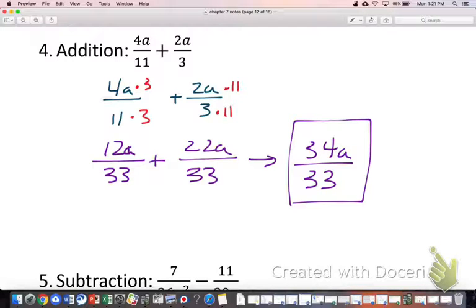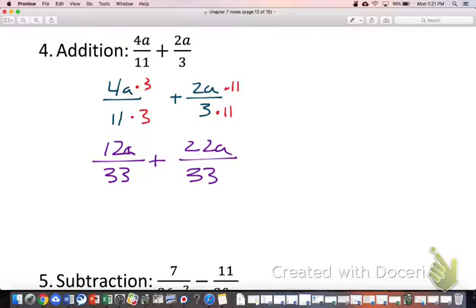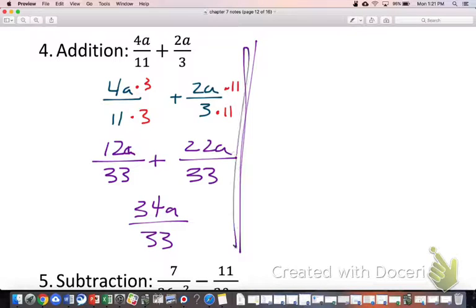So, can I give you guys one that kind of looks like this that you can try by yourselves? Okay, so I'm going to erase some of my work here. Maybe I'll just write this over here, 34a over 33. I'm going to split my screen, and I'll give you a different one that looks sort of like that. Let's go with 5a over 12 plus 7a over 8. Yeah, I like that one. Why don't you guys give that one a shot?